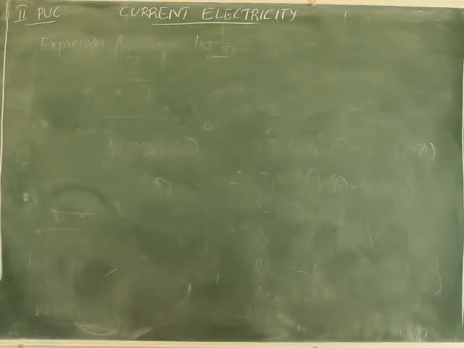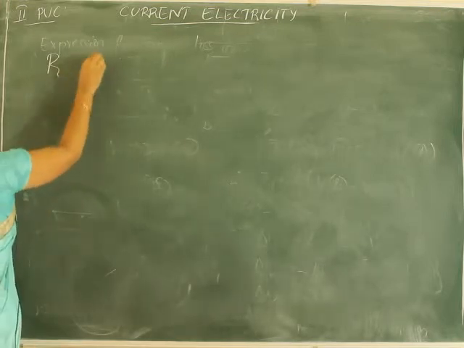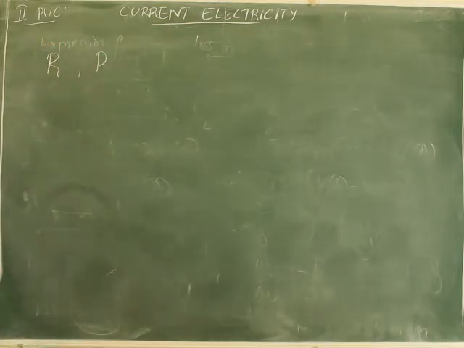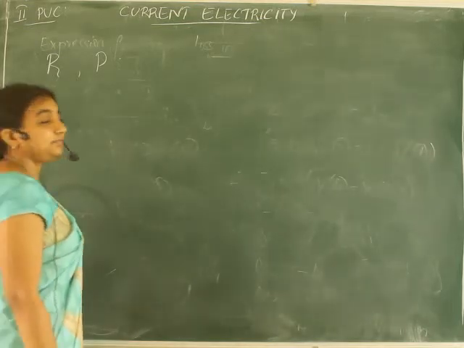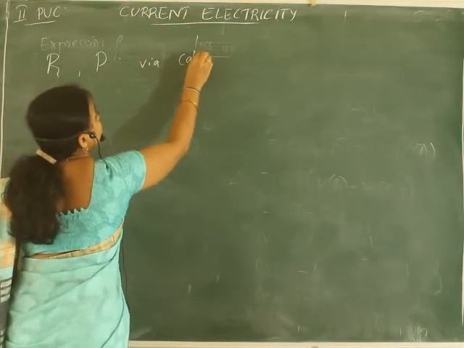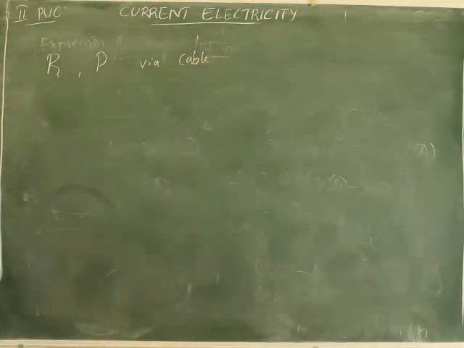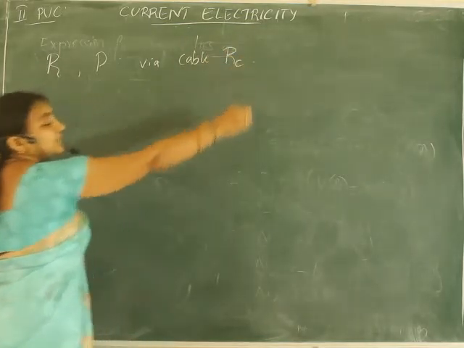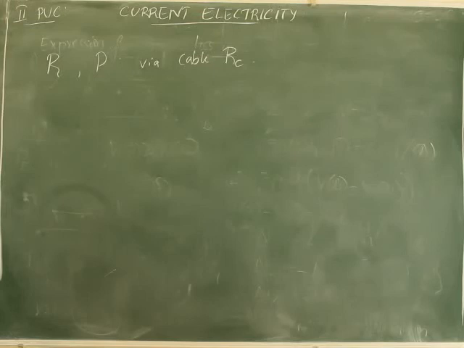See here, let us consider a device of resistance R to which the power P is delivered. For this, we are sending the power P through a cable. Via a cable we are sending the power. Let this cable have the resistance RC. So I will write the resistance of the cable as RC.